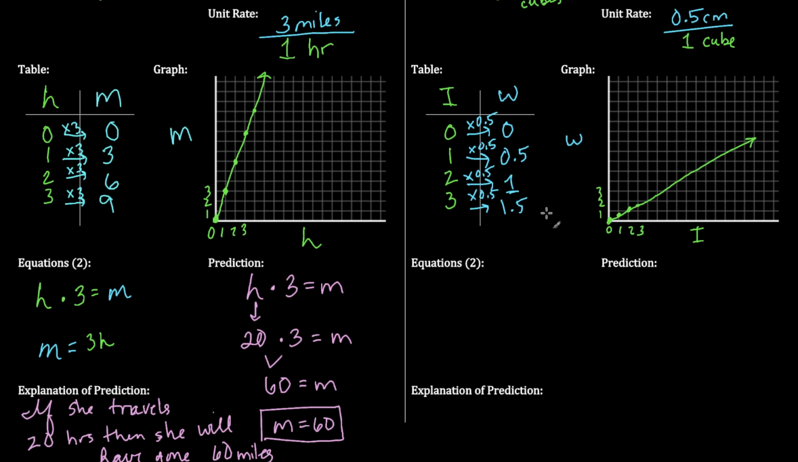All right, let's make 2 equations. So if we take the ice cubes and we multiply by 0.5, then we will get the change in water level. We could also just say that the change in water level is 0.5 for every ice cube.